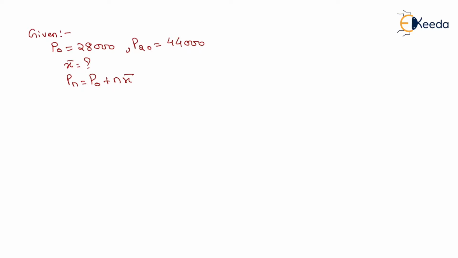Here the P20 value is 44,000 and the P naught is 28,000, and we need to determine the value of X bar, and N is 2. Why 2? Because the difference in time is 20 years. For the computation of number of decades, we generally divide the number of years by 10. Now from this formula we put the values: 44,000 equals 28,000 plus 2 x bar.